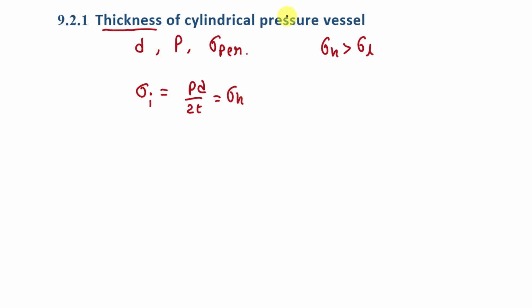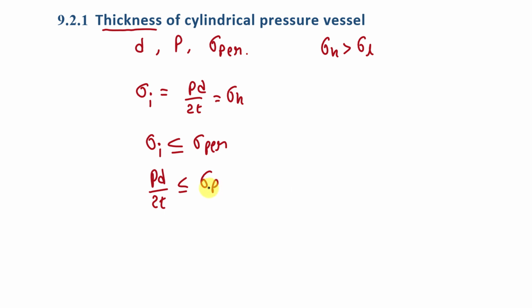Fine. And for the safe design, we have to take sigma induced less than or equal to sigma permissible, right? Because if this induced stress exceeds permissible stress, then cylindrical pressure vessel will fail. So we have to take this sigma induced less than or equal to sigma permissible. And we know that sigma induced is equal to PD by 2T. So here we can write that PD by 2T should be less than or equal to sigma permissible.